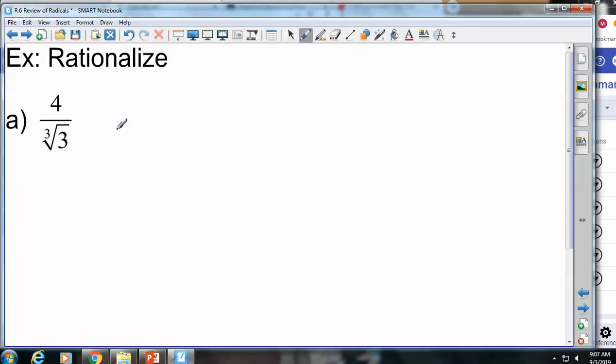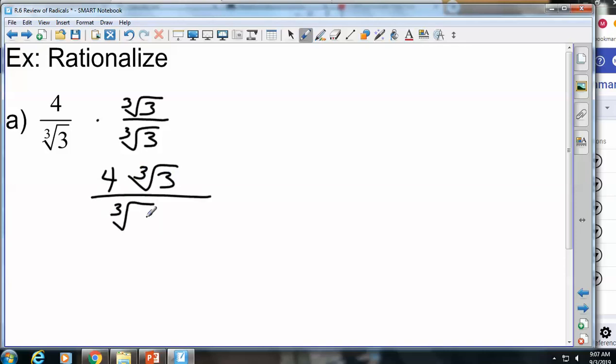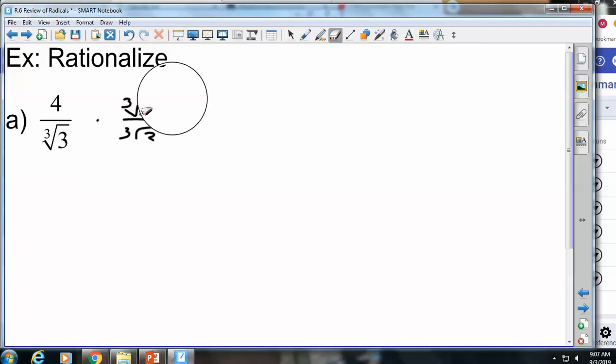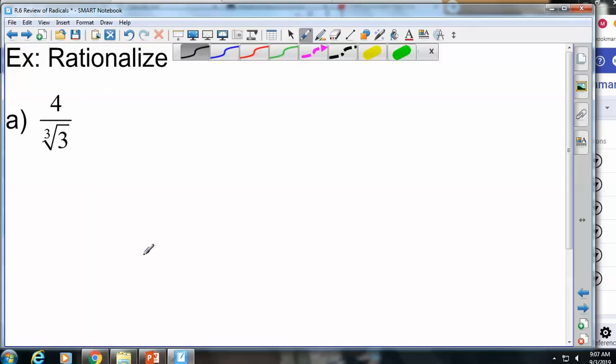So, on this one, don't write this down yet. If all I did was multiply by the cube root of 3 on top and bottom, I would get 4 cube root of 3 on top, and on the bottom I would have the cube root of 9. Can you do the cube root of 9? No. So we have to think about it differently.